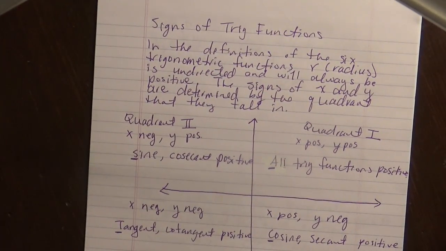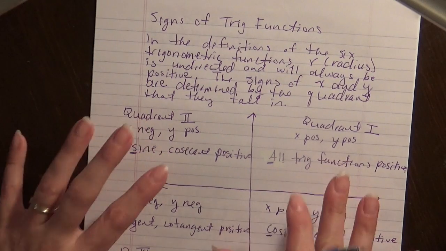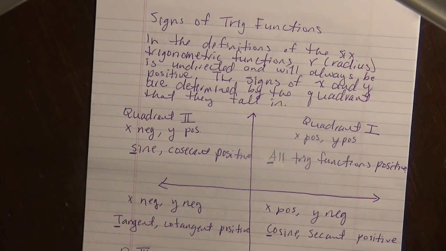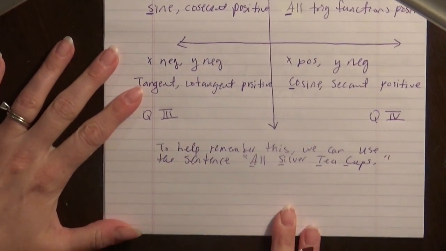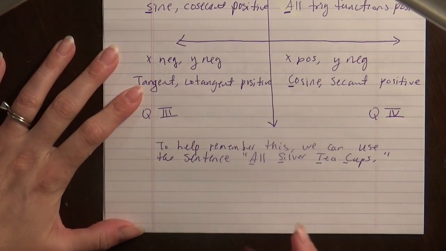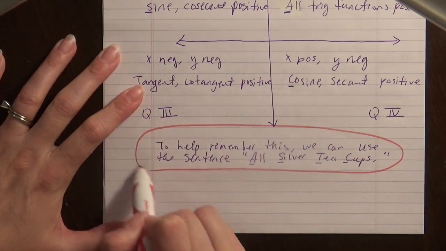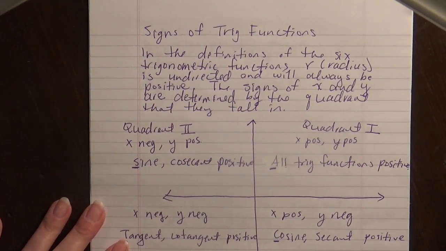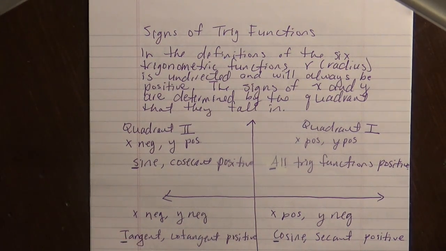Signs of trig functions. Okay, this page, this whole page, mark it, is extremely important. However, this part down at the bottom, once you understand what it says, is the part that you really need to take away from it. So let's talk about this page. This is absolutely crucial to basically the rest of the semester. Signs of trig functions. When are they positive and when are they negative?